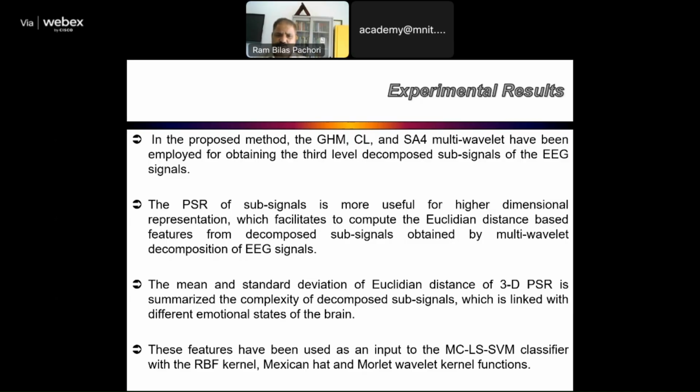The PSR of subsignals is more useful for higher dimensional representation, which helps us compute the equivalent distance-based features from decomposed subsignals obtained by multi-wavelet decomposition of EEG signals. The mean and standard deviation of equivalent distance of 3D PSR summarize the complexity of the decomposed subsignals, which is linked with the different emotional states of the brain. These features have been used as input to the multi-class support vector machine classifier with RBF kernel, Mexican hat and Morlet wavelet kernel functions.